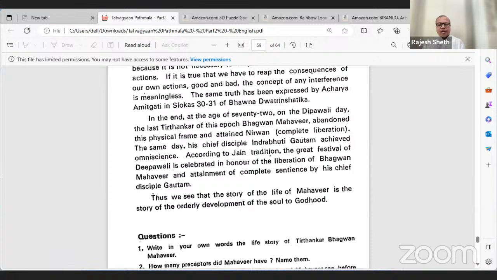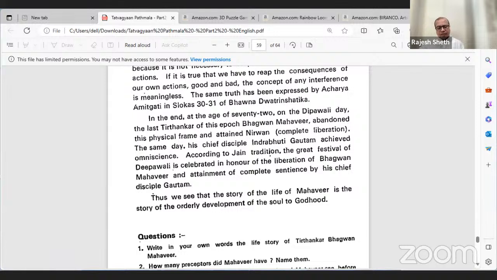In the end, at the age of 72, on the Deepavali day, the last Tirthankar of this era, Bhagwan Mahavir, abandoned his physical frame, his body, and attained nirvana, complete liberation. The same day, his chief disciple Indrabhuti Gautam achieved omniscient knowledge, complete knowledge, perfect knowledge. According to Jain tradition, the great festival of Deepavali is celebrated in honor of the liberation of Bhagwan Mahavir and attainment of complete sentience by his chief disciple Gautam.